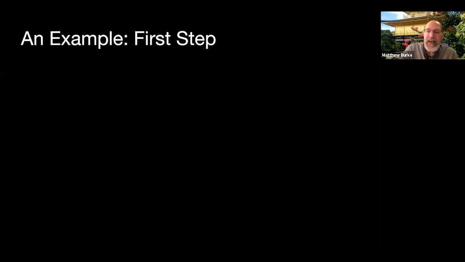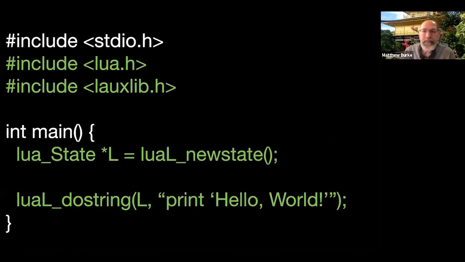So the first step in scripting Hello World is we need to embed a Lua interpreter. And for the most part, subject to limitations of screen size, what I'm doing in these next slides is code that you've already seen is going to be in white, and new code is going to be highlighted in green.